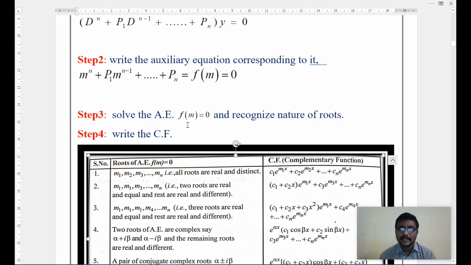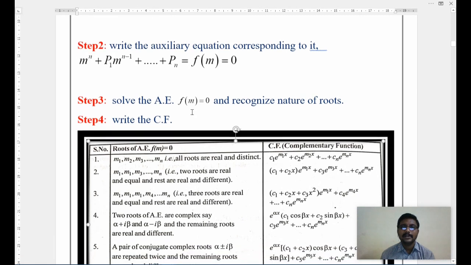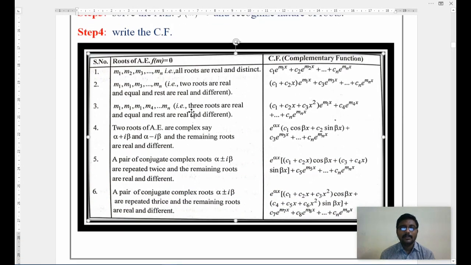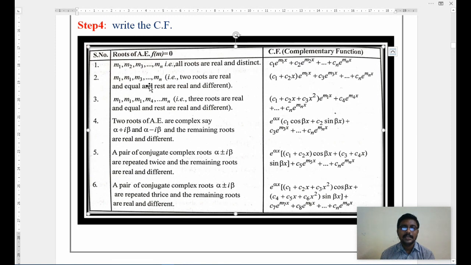So solving here is nothing but finding the zeros of the auxiliary equation. Zeros means roots of the auxiliary equation. So recognize the nature of the roots, and we have to define the complementary function in step 4. To write the complementary function, we just have to remember these steps.